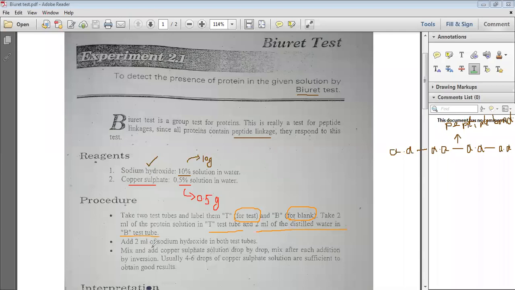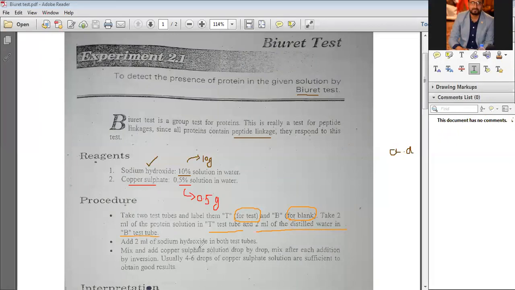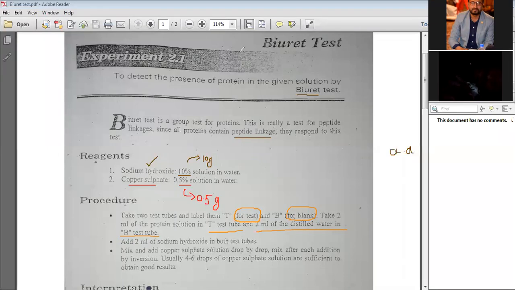Now add 2 ml of sodium hydroxide in both test tubes. Now, after adding sodium hydroxide, you will mix it properly and add copper sulfate solution drop by drop. Mix after each addition by inversion. Usually 4 to 6 drops of copper sulfate solution are sufficient to obtain good results.